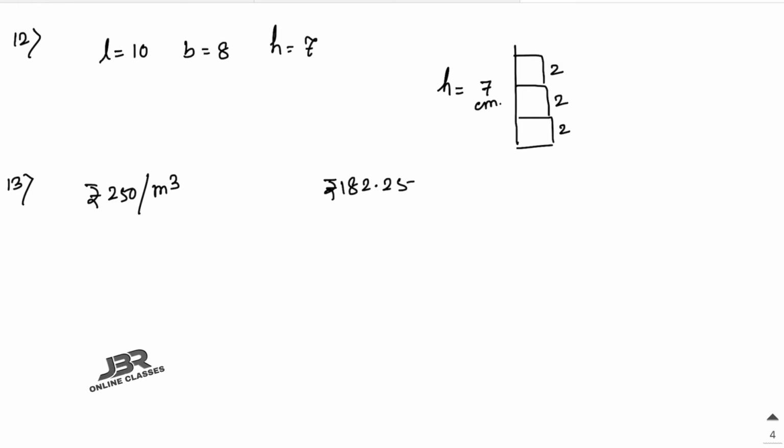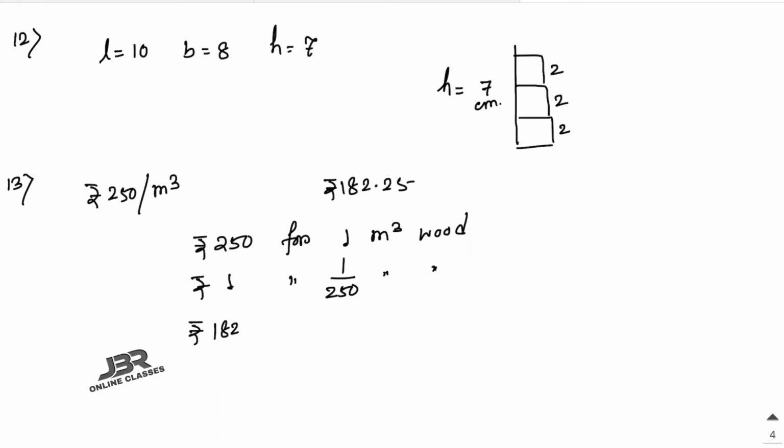182.25. Okay. Calculate the volume of the block and use the method of factors to find out the length of one edge of the block. Here you can apply the unitary method. Write down first: cost of rupees 250 for 1 meter cube wood. Now cost for rupees 1 is 1 by 250. You know the unitary method. And cost of rupees 182.25 is 182.25 divided by 250.